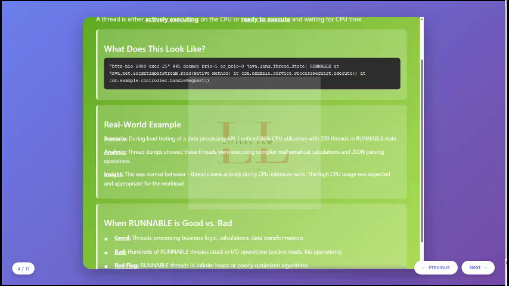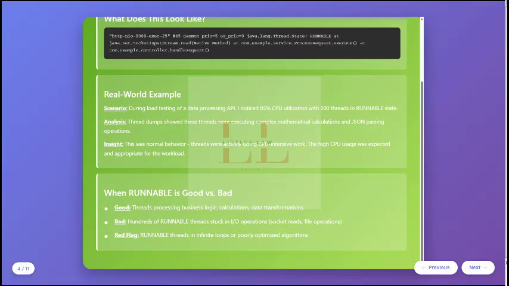During load testing of a data processing API, I noticed 85% CPU utilization with 200 threads in runnable state. When I analyzed the thread dumps, these threads were executing some complex mathematical calculations and JSON parsing operations. So what is my analysis on this? This was actually normal behavior. The threads are actively doing CPU-intensive work. The high CPU usage was expected and appropriate for the workload, and this is what runnable threads should be doing.